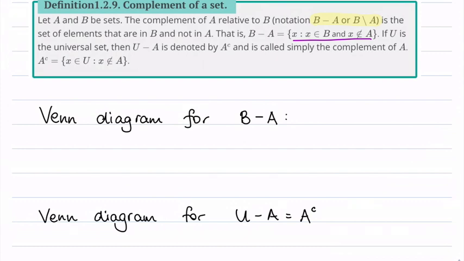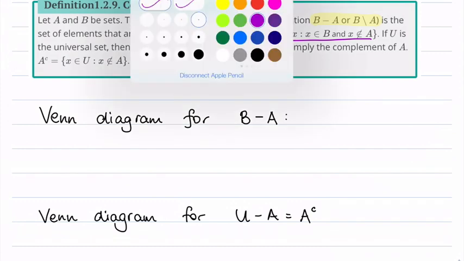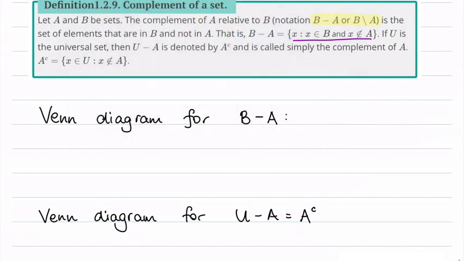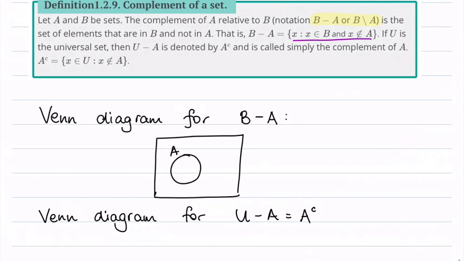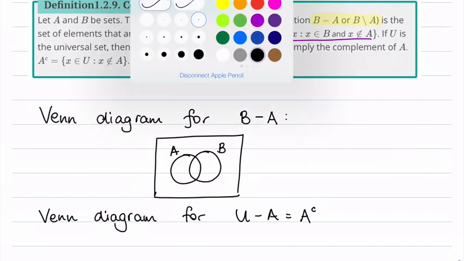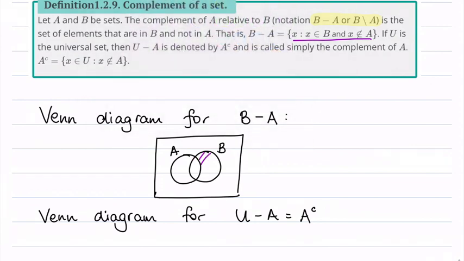So let's just take a moment to draw the Venn diagram for that. We've got our universal set, we've got our set A, we've got our set B, and what we're interested in is just the elements that are special to B.